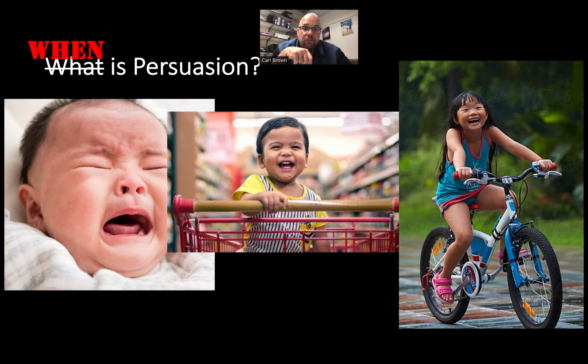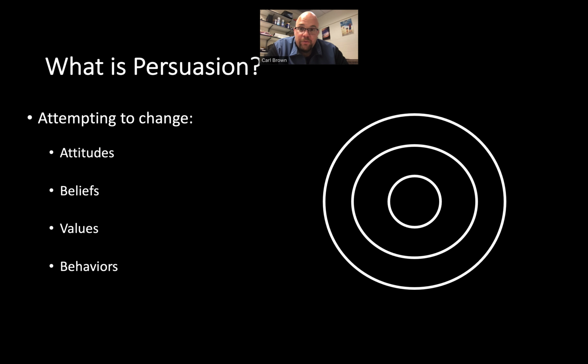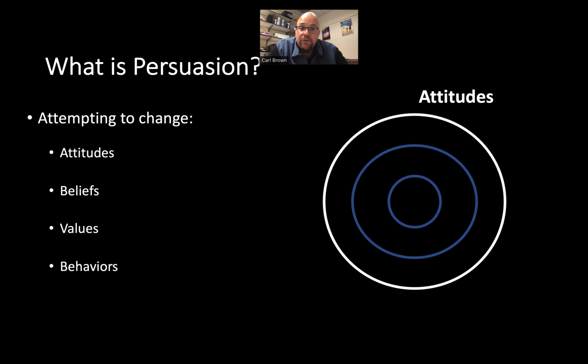Then if you get a little further, a little more advanced, like this young lady with the bike, you might think about the different ways she used some forms of logic to talk her parents or grandparents or whoever into buying that bike. None of these are where we want to be, because we want to be a little bit more advanced. When we think about persuasion, we understand we're trying to change either attitudes, beliefs, values, or behaviors.